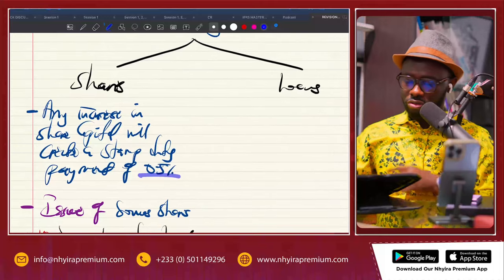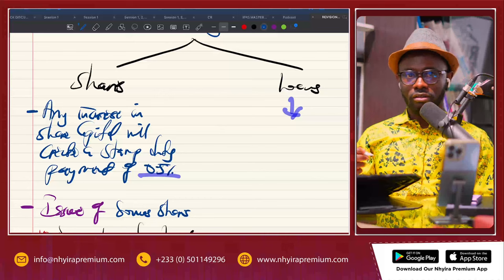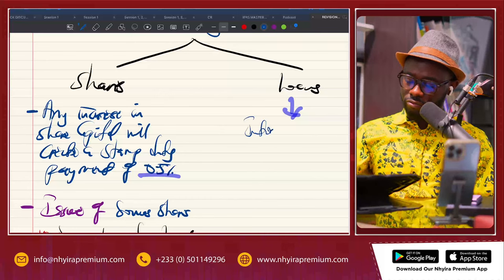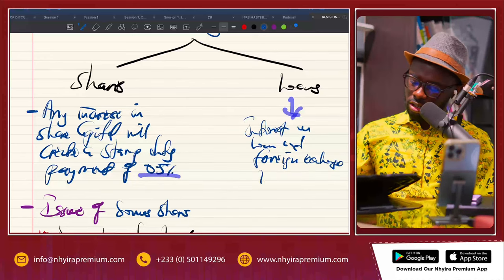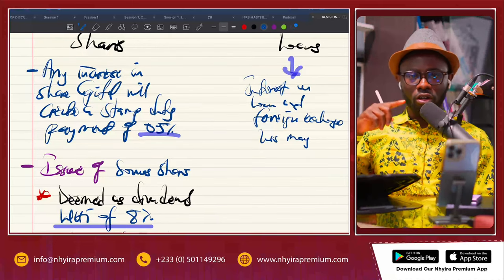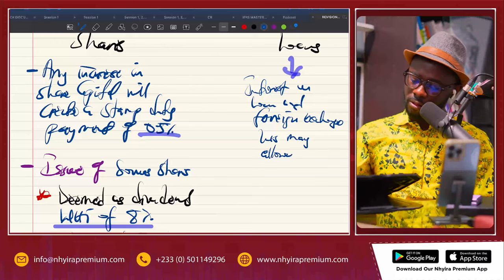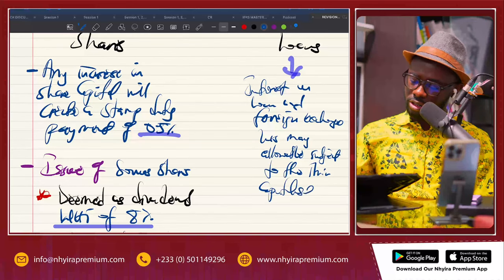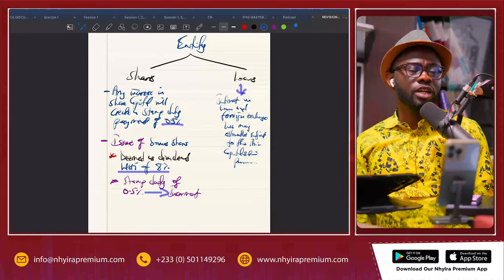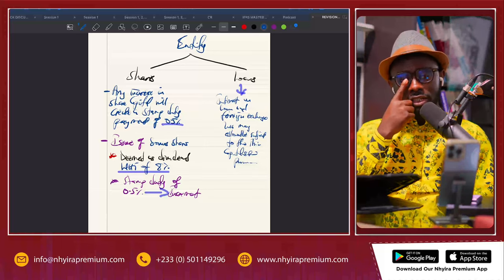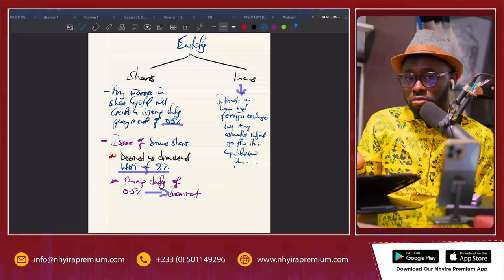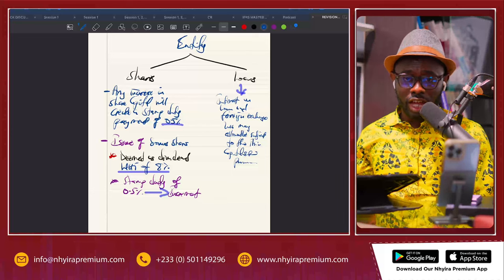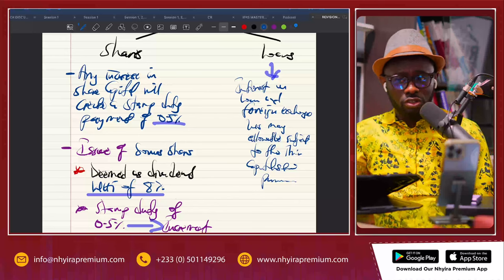Now, if they decide to go for loan notes from a foreign person, a non-resident person, then the interest on the loan notes, and any foreign exchange loss may be allowable, subject to the thin capitalization principle. So if the company doesn't have a lot of debts already and the company has a positive equity, then it will be better for them to go for the loan if they can write off all the interest for tax purposes, rather than going for the shares, which will result in the stamp duty.